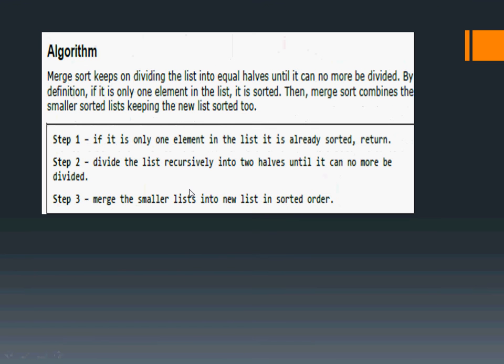So merge sort keeps on dividing the list into two equal halves until it can no more be divided. By definition, if there is only one element in the list, it is sorted. Then merge sort combines the smaller sorted lists, keeping the new list sorted. So, okay. Step 1: if there is only one element in the list, it is already sorted. Return. Divide the list recursively into two halves until it can no more be divided. Then merge the smaller lists into a new list in sorted order.